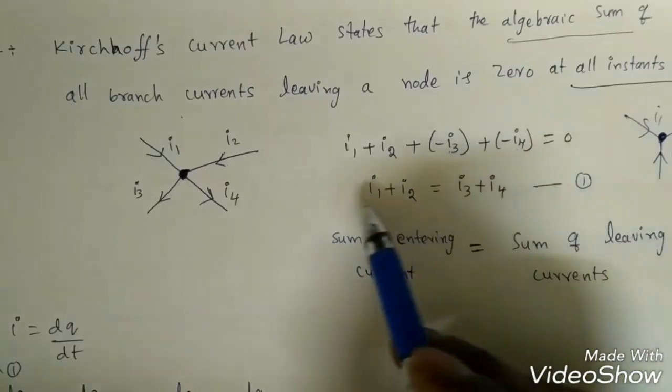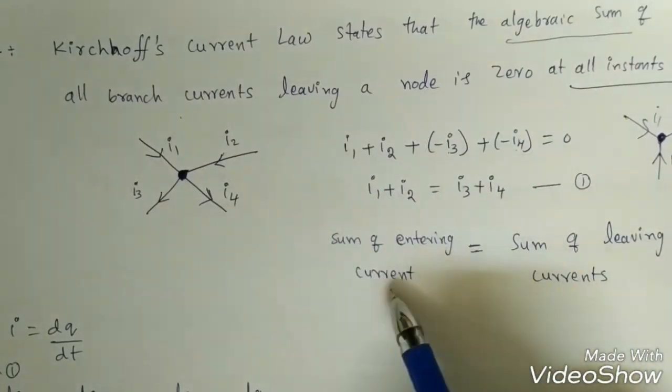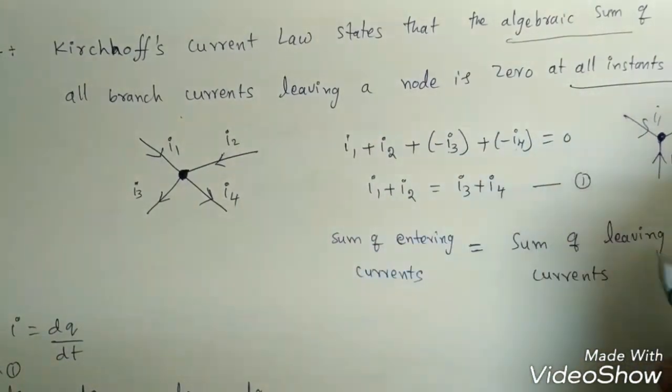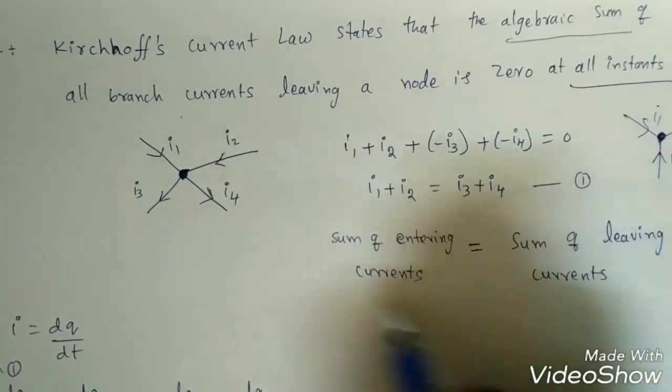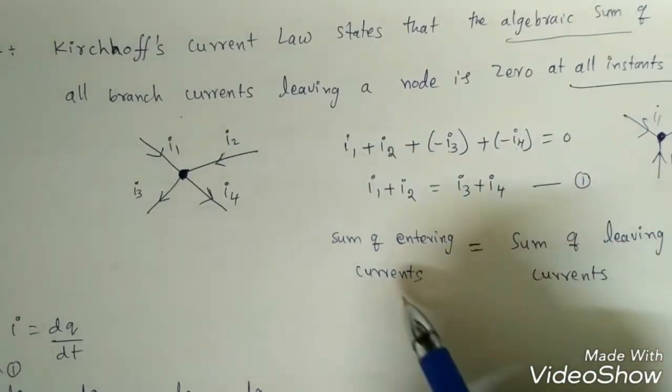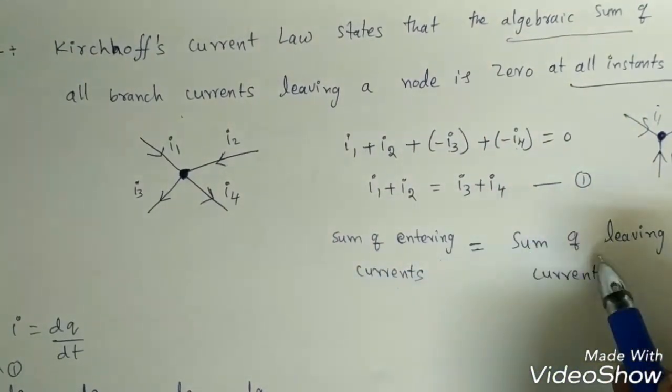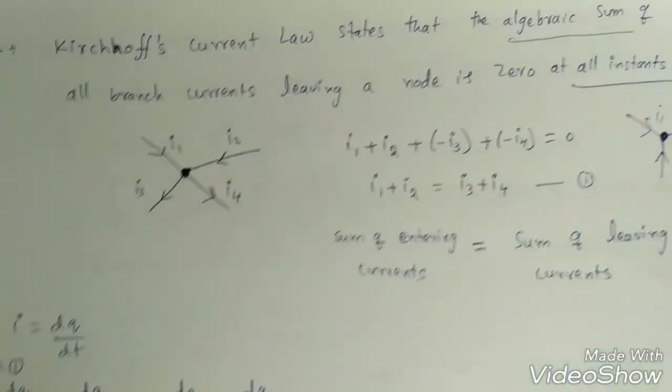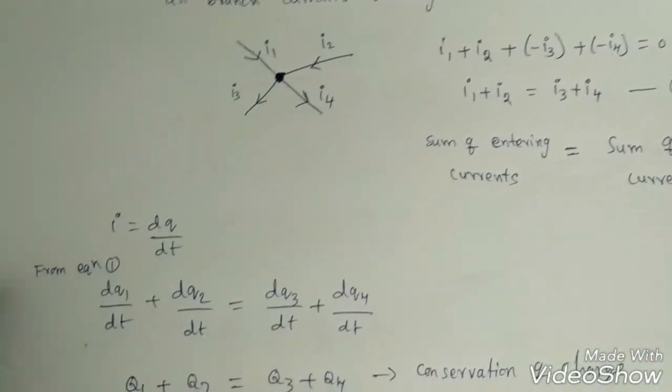So what this means is, the sum of entering currents is equal to the sum of leaving currents. This is another way of defining the Kirchhoff current law. That is, the sum of entering currents is equal to the sum of leaving currents. Now, the other way we can go is like this.